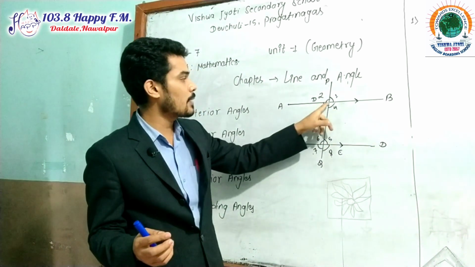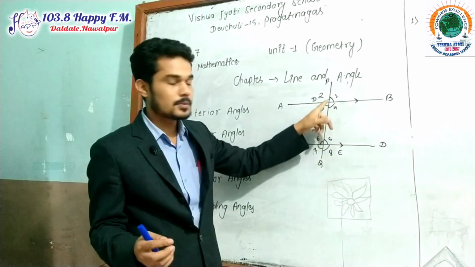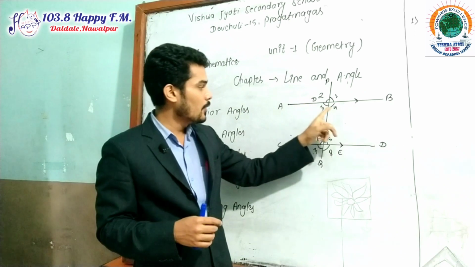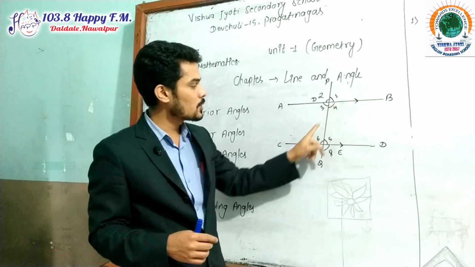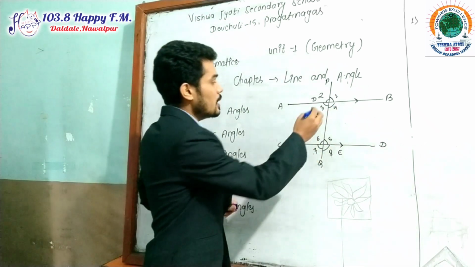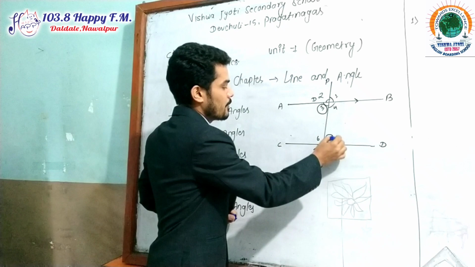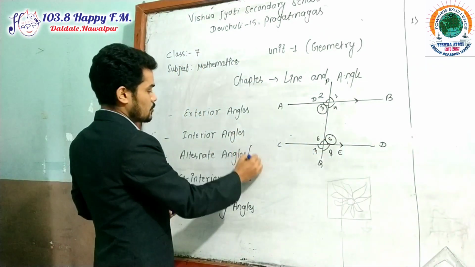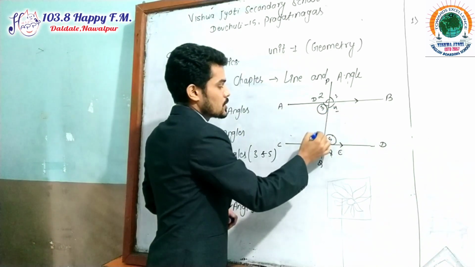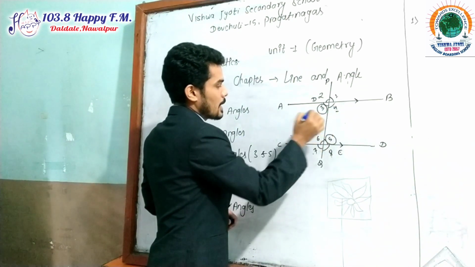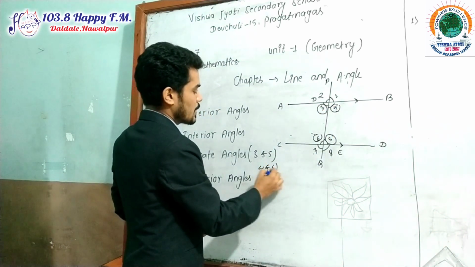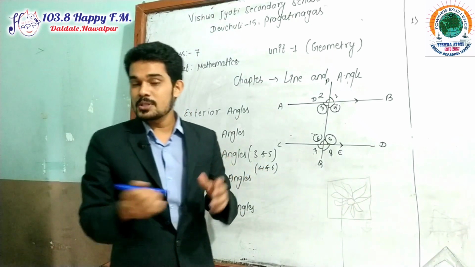Why are they adjacent? Because they have the same vertex and common arm. That's why they are adjacent. About the adjacent angle I have talked in the previous video. And 4 and 6, they are also non-adjacent but interior angles. So they are known as the alternate angles. Angle 3 and angle 5 are alternate angles, and 4 and 6 are also non-adjacent angles. 4 and 6 are the alternate angles, and you can measure using the protractor.